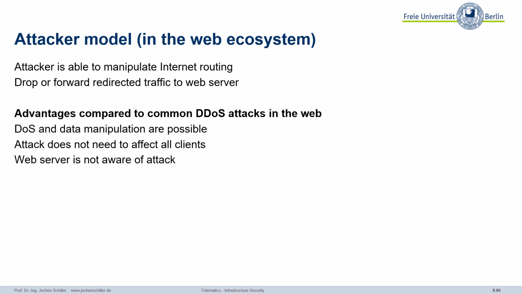You can even perform attacks that do not affect all the clients. So you can just manipulate some of the paths, and the web servers don't notice anything. It's just no data reaching the servers because someone did something to the path. And this is one of the reasons why you really have to protect the paths. And end-to-end encryption will not help here, will not help against playing with the paths.